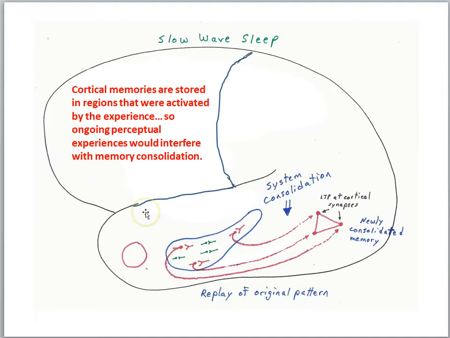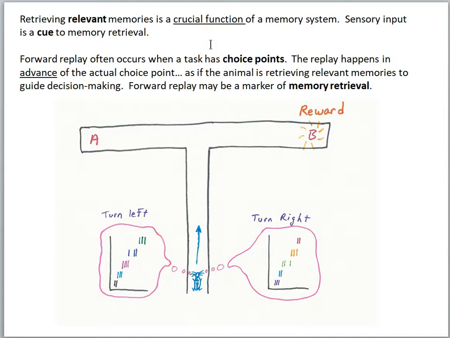You'll recall that when a person is asleep, they're no longer having perceptual experiences, and this allows the cortex to be engaged by the replay phenomenon, so the cortex can do memory consolidation without the interference of ongoing perceptual experience. Now let's consider some other observations about this forward replay.